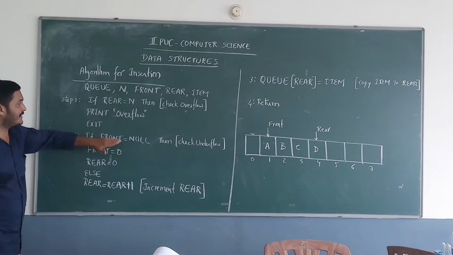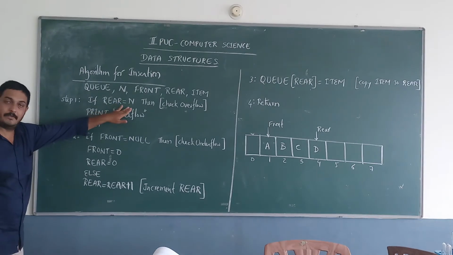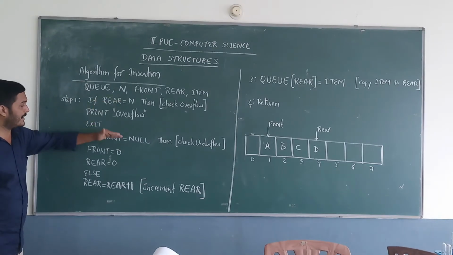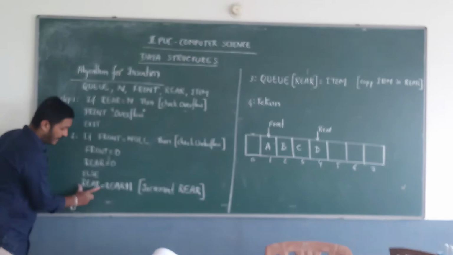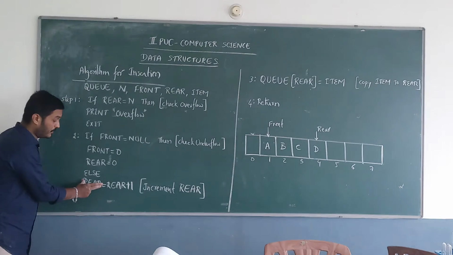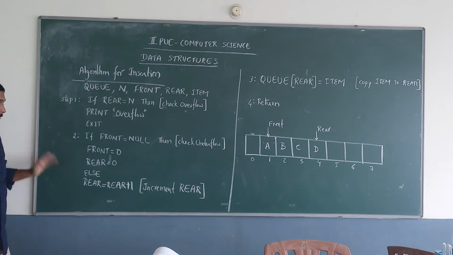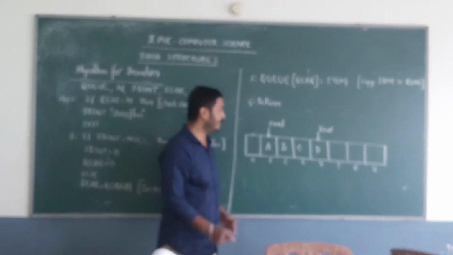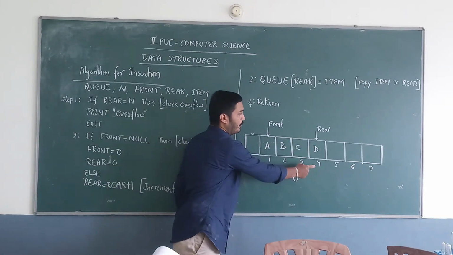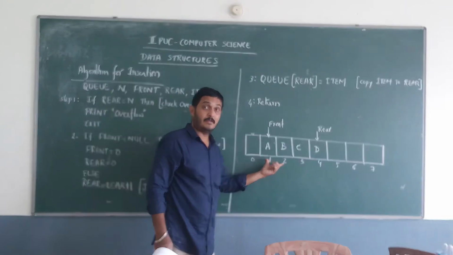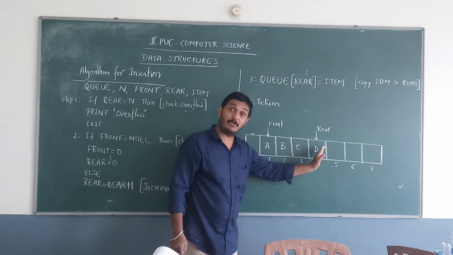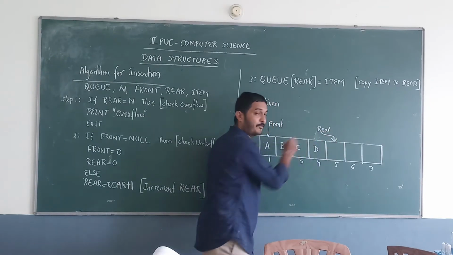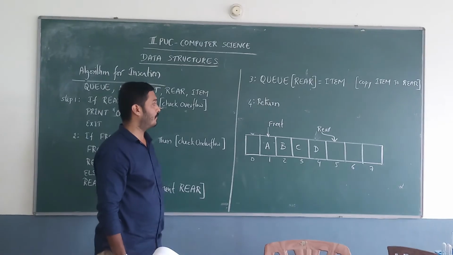If rear equal to n is not true, that means not overflow, and not underflow, front equal to null. If these two conditions are not true, then we just have to increment this particular variable, rear equal to rear plus 1. You can see this diagram here: front equal to 1 and rear equal to 4, front is not equal to null and rear is not equal to n. So rear equal to rear plus 1, and rear will be pointing to the next location.